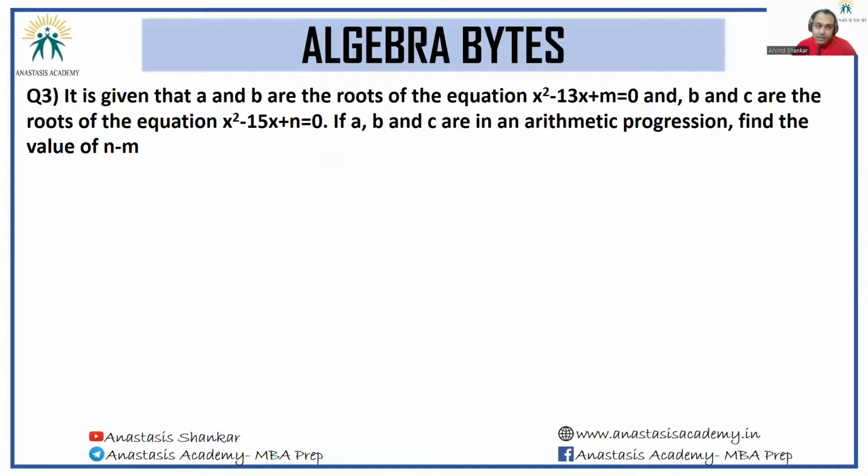Next question. It is given that a and b are roots of the equation x square minus 13x plus m is equal to 0.